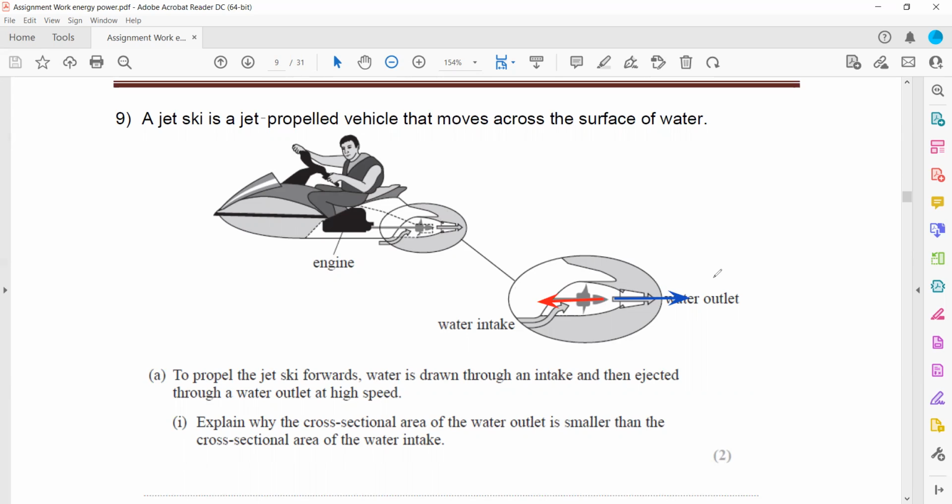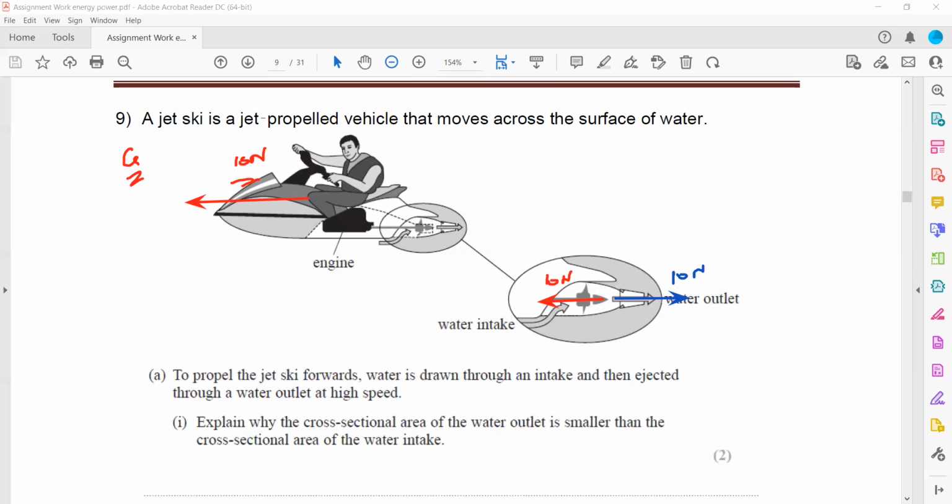Because if I say the jet ski is applying a force on the water, say this is 10 Newton, as a result, the water which is coming out is also applying a force on the jet ski, that is also 10 Newton. Due to this, there will be a resultant force on the jet ski of 10 Newton, and this 10 Newton will create an acceleration. So the jet ski starts to move on the surface of water.